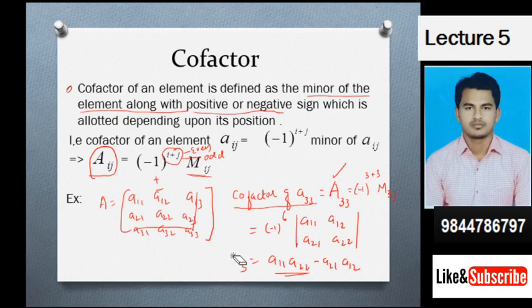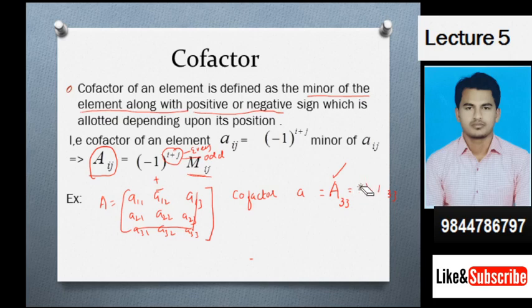Or else, if they ask you to calculate the cofactor of A23, that is minus 1 to the power of 2 plus 3 times M23. So A23 is equal to minus 1 to the power of 5. It is an odd number, it means negative. The position will indicate it. Cofactors depend on the position of the given minor. A23 means what?